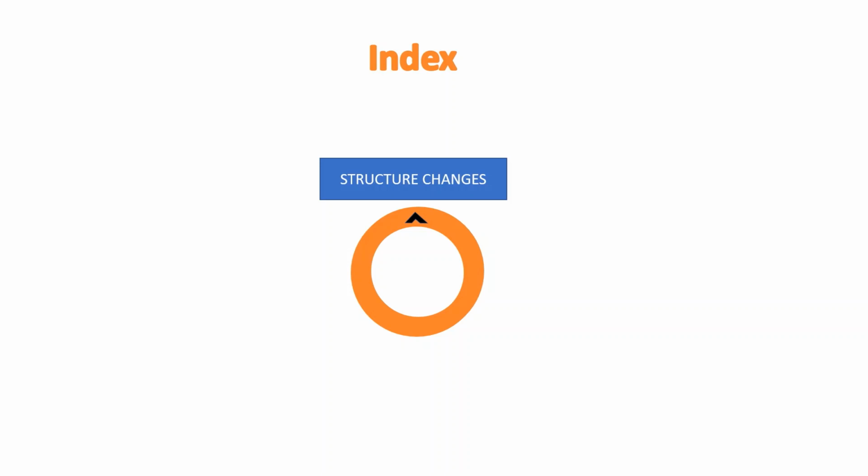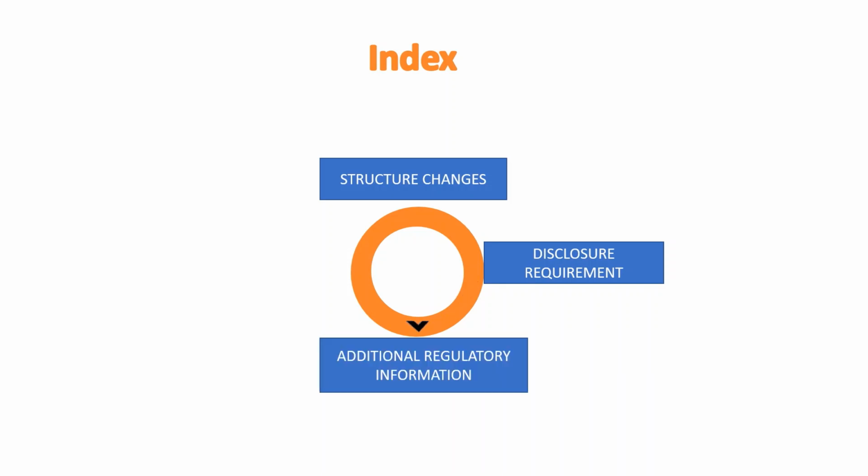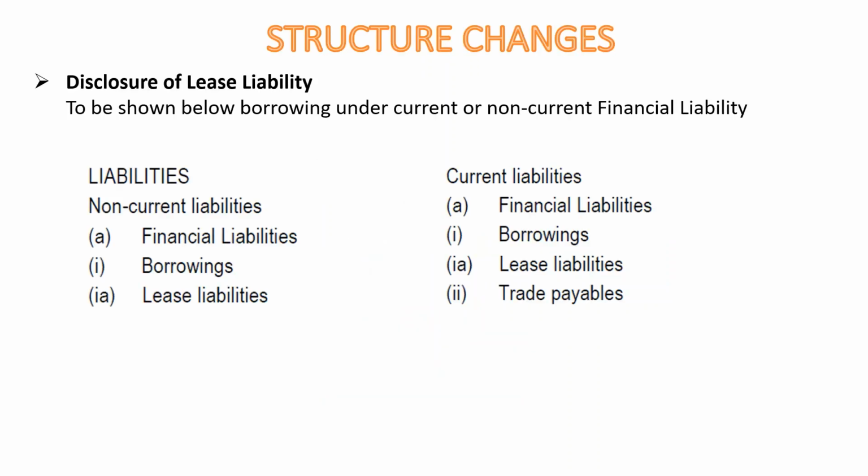First, we'll discuss the structural changes, that is the changes in the face of the financial statement and in schedules and notes. Thereafter, the disclosures added in this amendment. There is an additional disclosure to be made under the heading Additional Regulatory Information. And last, the basic changes. Moving on to structural changes.